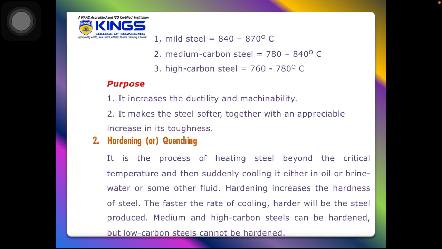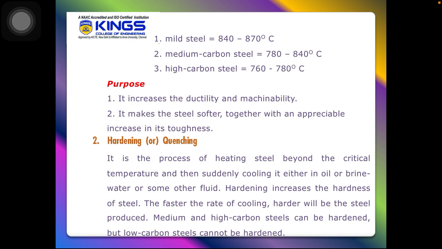Mild steel: 840 to 870 degrees centigrade; medium carbon steel: 780 to 840 degrees centigrade; high carbon steel: 760 to 780 degrees centigrade. The purpose is that it increases ductility and machinability. It makes the steel softer together with an appreciable increase in its toughness. That is the annealing process.